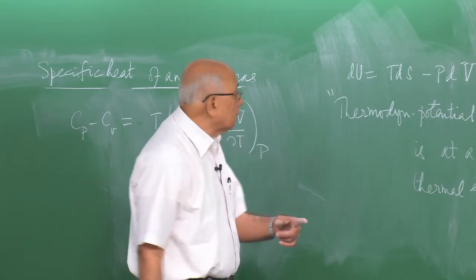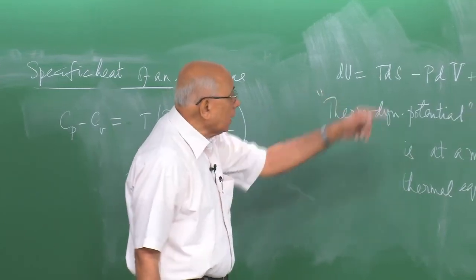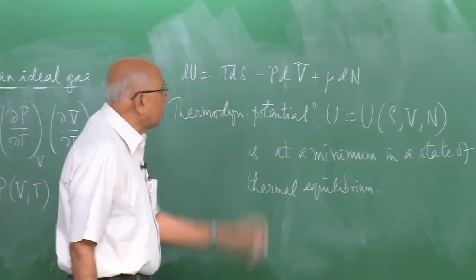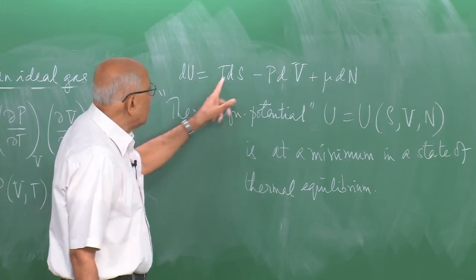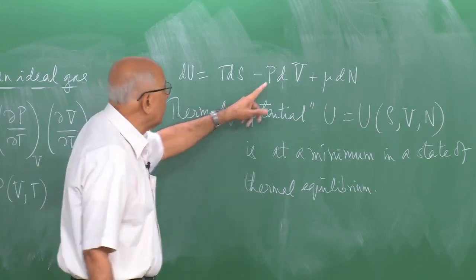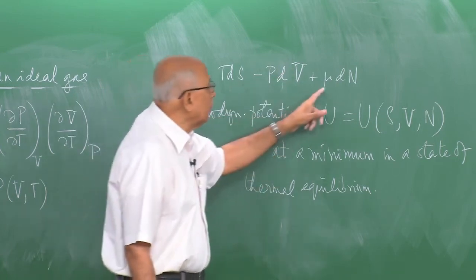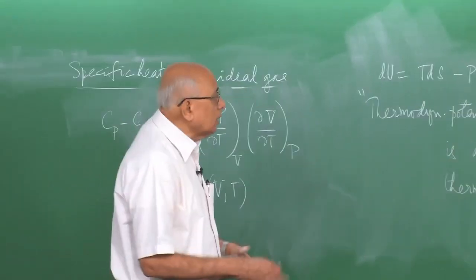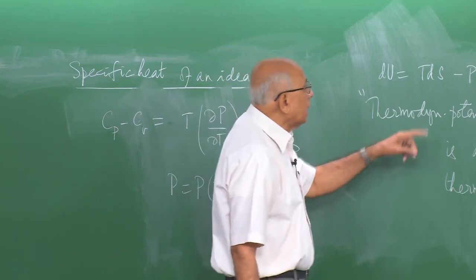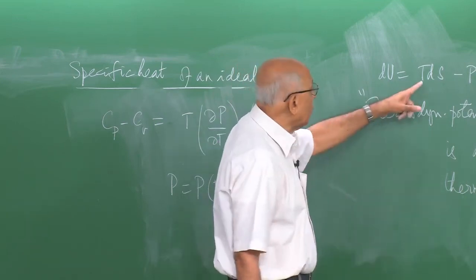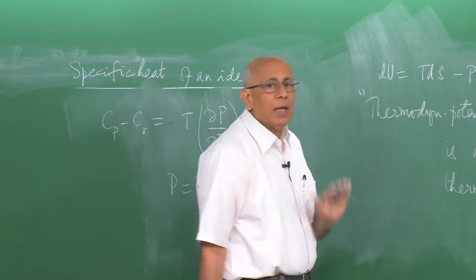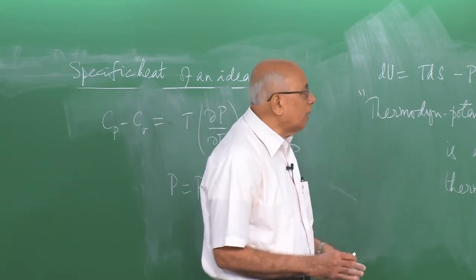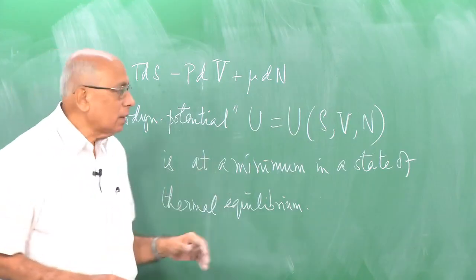So look at the structure of this. It says this perfect differential is a sum of products of differentials. There is T times dS, P times dV, mu times dN. T and S are thermodynamically conjugate variables, P and V are thermodynamically conjugate variables, mu and N are thermodynamically conjugate variables. So the question arises, suppose this choice of variables is not what I want, I do not know how to control the entropy, maybe I would like to control the temperature. Can I find a new thermodynamic potential which is at a minimum in a state of thermal equilibrium at a given value of T, V and N rather than S, V and N?